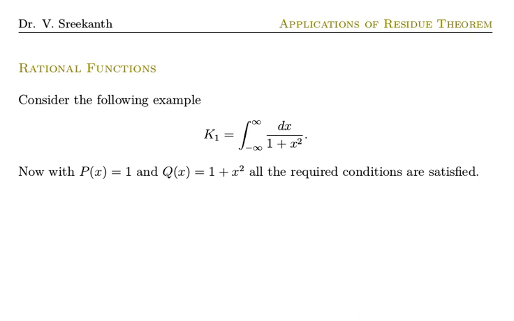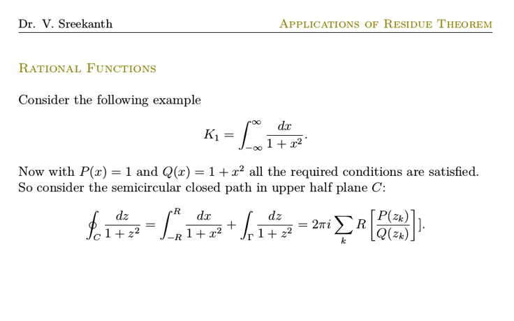Now, here p is 1 and q is 1 plus x square. So you can see that there is a difference of 2 in the degrees, and all the required conditions are satisfied here. Now we can consider the semicircular path in the upper half plane, so you first consider a closed integral over C of dz by 1 plus z square. Then you integrate from minus r to r dx by 1 plus x square, and then you use a gamma. So this is on the real axis and this is on the semicircular one.